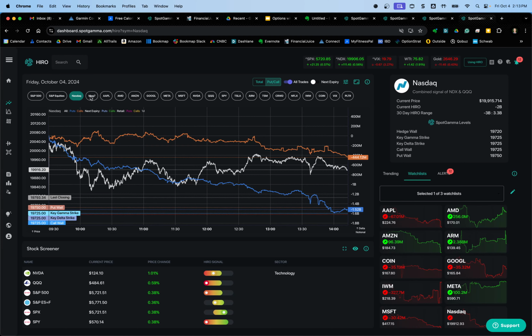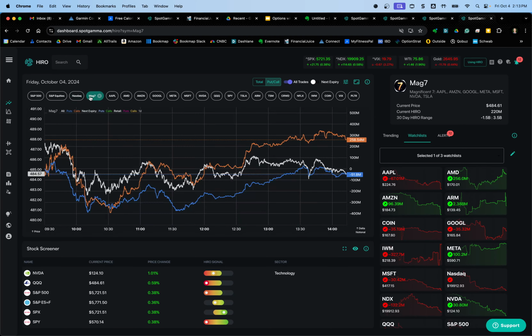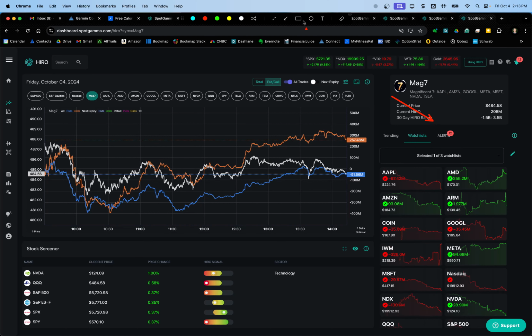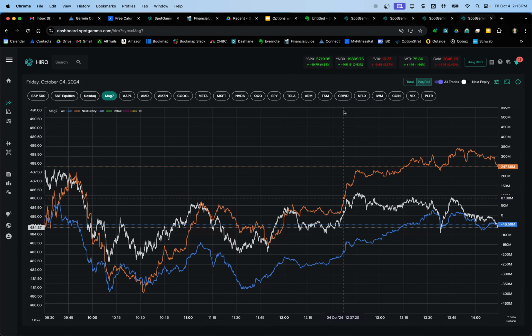There's another signal that we can take a look at. The Mag 7 signal, different picture here today, more closely in line with price. What this hero signal is showing us is options trades and market maker hedging activity for the stocks known as the Magnificent Seven: Apple, Amazon, Google, Meta, Microsoft, NVIDIA, and Tesla. Let's go to full screen. So what this is showing, we'll just stick to the full picture here today.